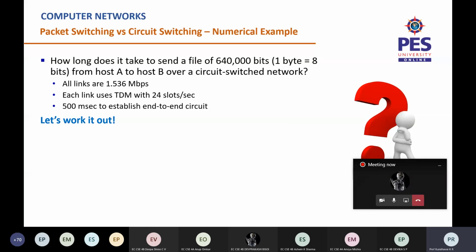So Mbps is 10 to the power 6, kbps is 10 to the power 3. Gigabits per second is 10 to the power 9. This is just a note. So the question is how long it takes, the end-to-end time. That's it.